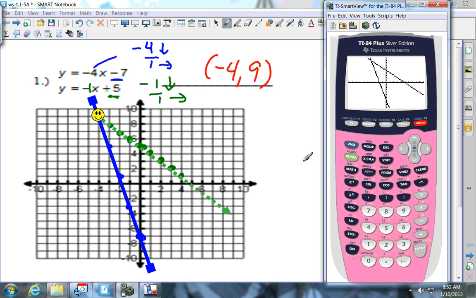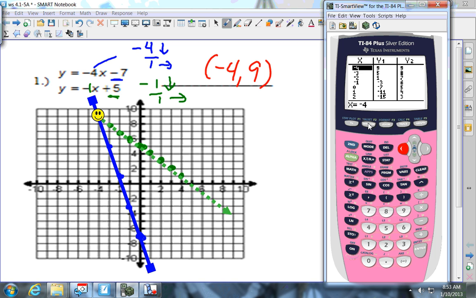It looks like what matches here. So I'm going to go second graph. I'm going to go to my table. Let's look. I think my answer is -4, 9. It's -4, and then y1 and y2 are both 9. If y1 and y2 are the same, that means we're correct. That's one way you can find your answer.